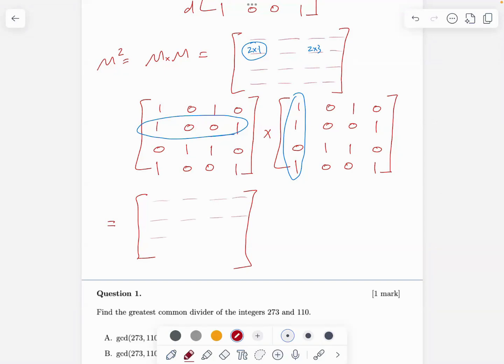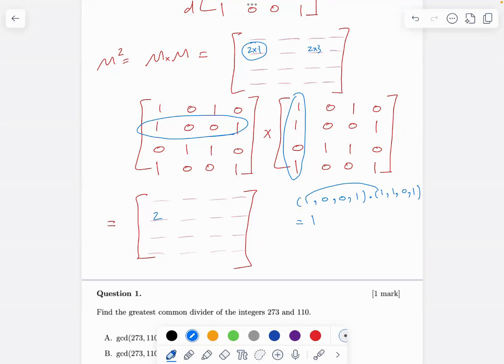Okay, don't answer. The answer is 2. 1, 0, 0, 1, dot, 1, 1, 0, 1. So this is times this. 1 times 1 is 1. 0 times 1 is 0. 0 times 0 is 0. 1 times 1 is 1. So the answer is 2.